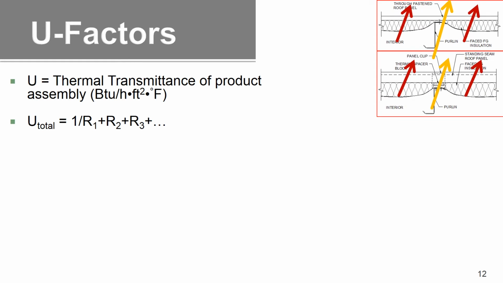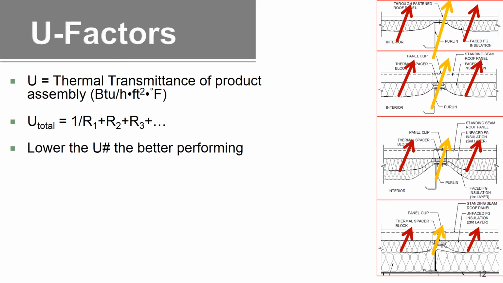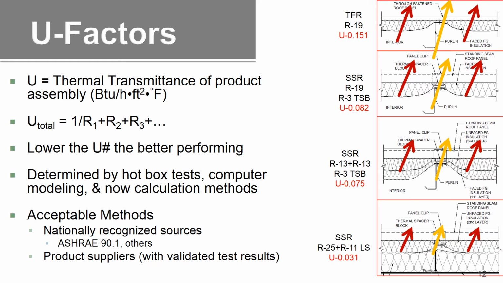This was reviewed already in part 2, so I won't spend a lot of time. Just notice the length of the arrows illustrates the amount of heat loss or thermal bridging at the framing members. Obviously less thermal bridging as the cavity is filled with insulation. So the lower the number, the better performing the system. And these U factors are derived by hot box tests, computer modeling, and now calculation methods for metal building roofs and walls in the later 90.1 standards.